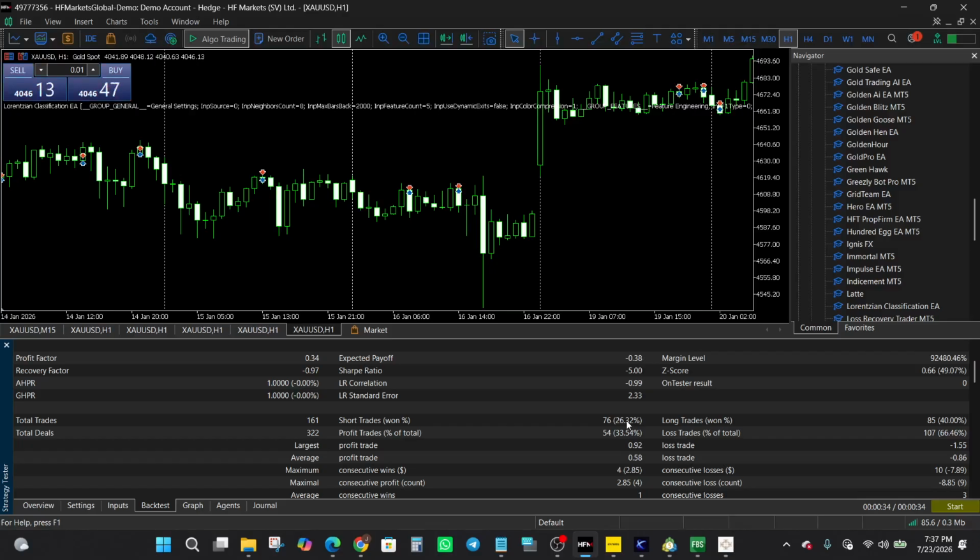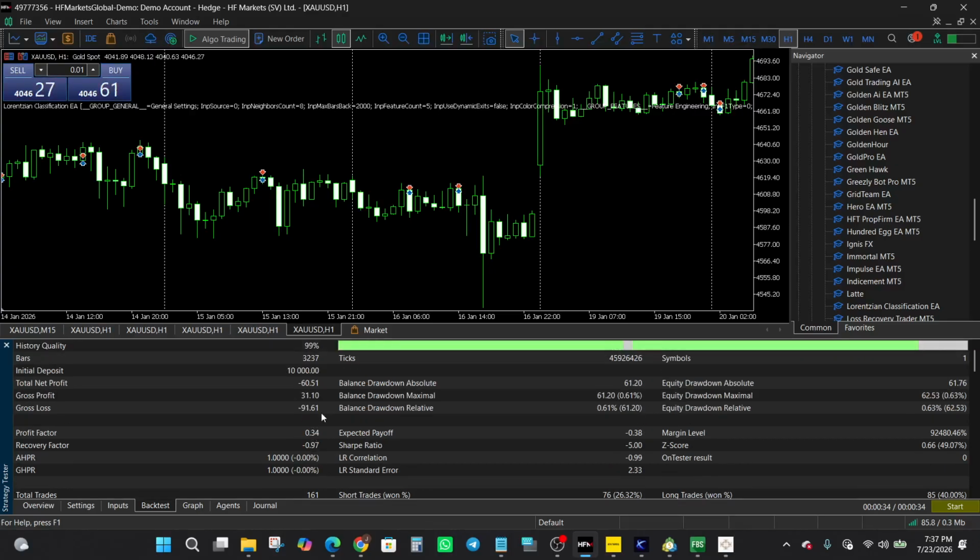So evaluating the final performance metrics, the test closed with 161 total trades. Net profit resulted in negative $60.51, representing a profit factor of 0.34 and a Sharpe ratio of minus 5.00. The gross profit reached $31.1 against $91.61 in gross losses. Now, on the risk side, drawdown remained remarkably low and controlled, with maximum equity drawdown peaking at just 0.63% or $62.53.